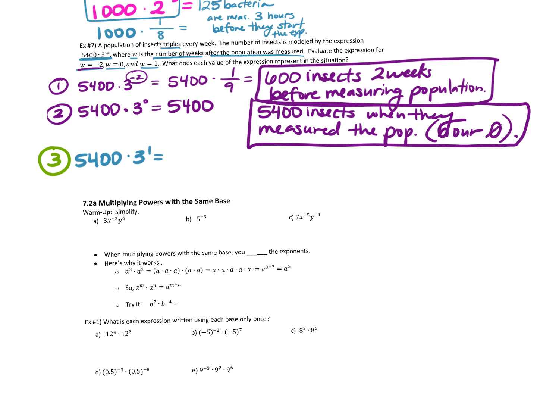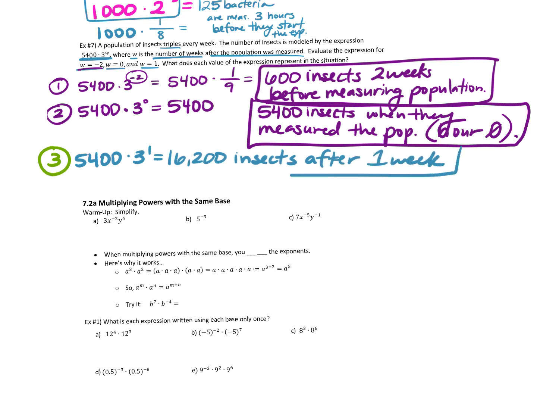What'd you get for 3? For 1, sorry, when W's 1. 16,200. So it's that many insects when? After 1 week. Wait, what's 0? 0 is the initial measure of the population. So they're saying 2 weeks before they measured that population, it would have been 600 insects. A week after they measured, it should have been 16,200 insects.